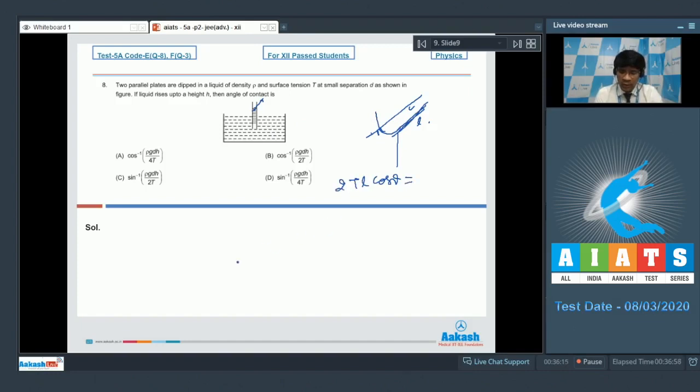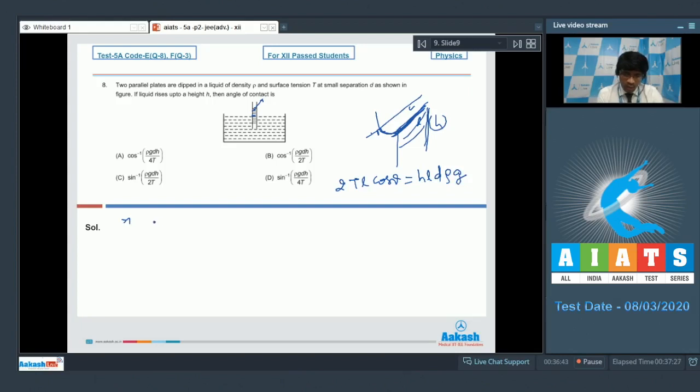This much of the force must be balancing the weight of this much of the liquid there. It has actually been raised by how much? H height. So the total volume of this much of the liquid will be H into L into D. This is the volume, and the mass would be how much? Rho into G would be the weight.